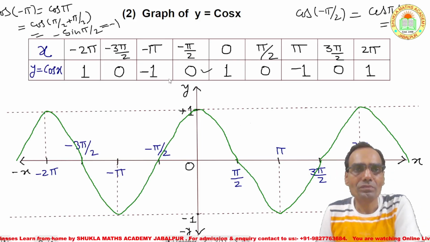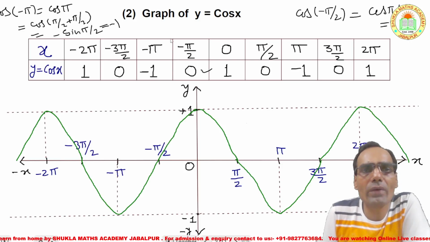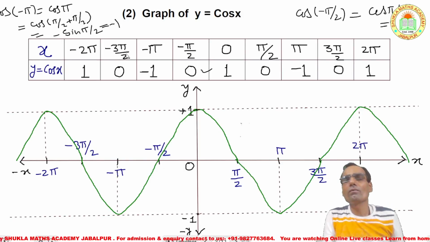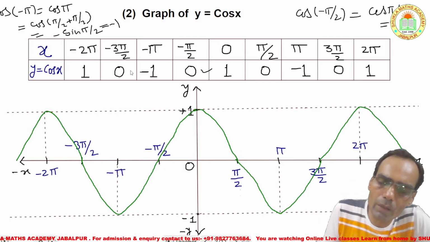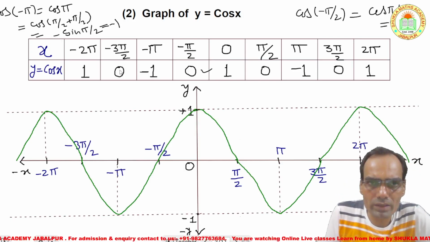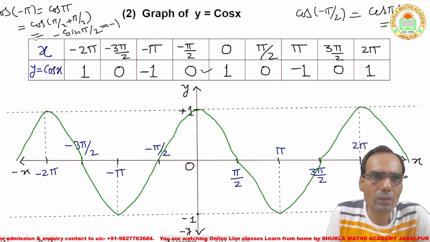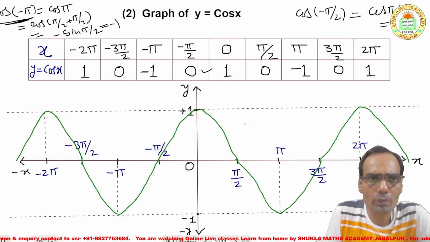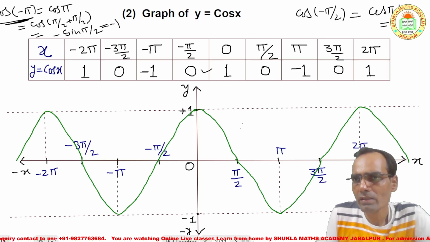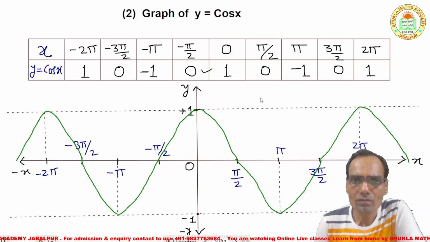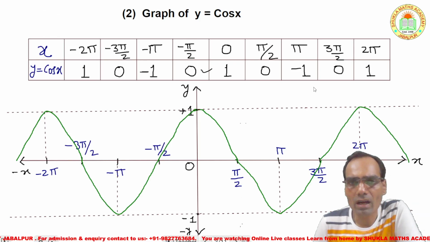And similarly, we can find the other values, cos of -3 pi by 2. And we know that the value of cos at multiples of pi by 2 is 0, so it is 0. And cos of -2 pi is 1. You can also find the value of cos of -2 pi like that: take here -2 pi and repeat this. Okay. And now after that, we will draw the graph of the y equal to cos x function.